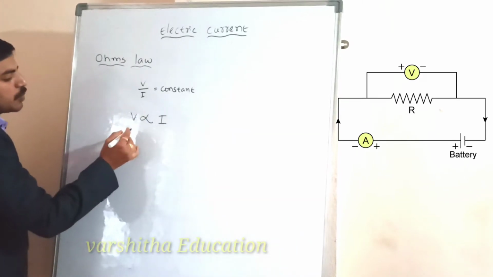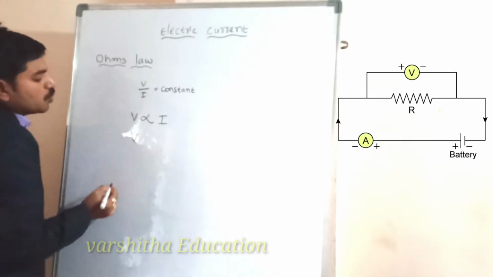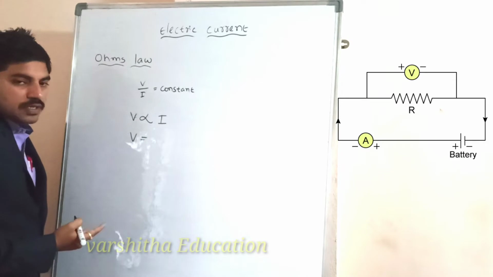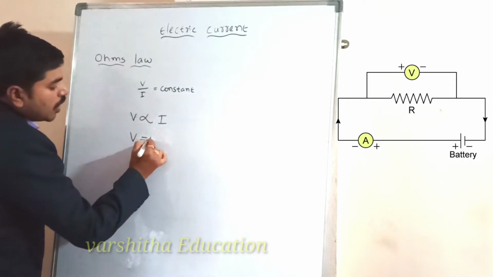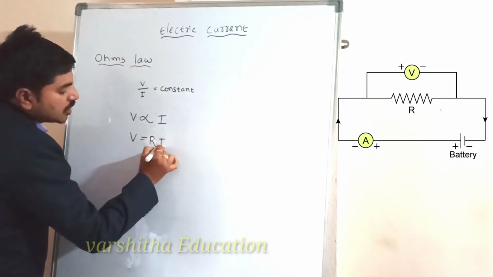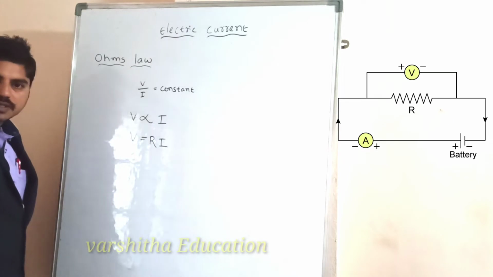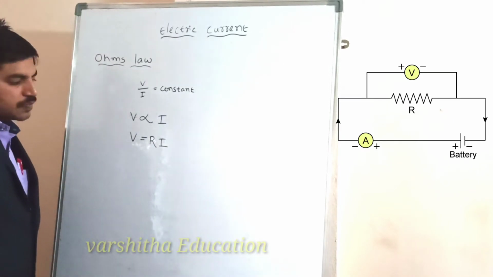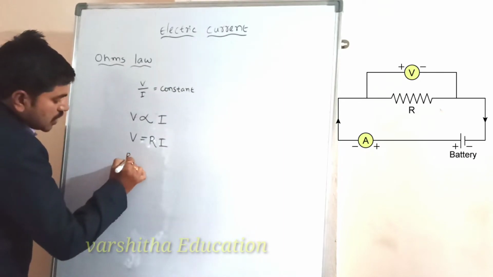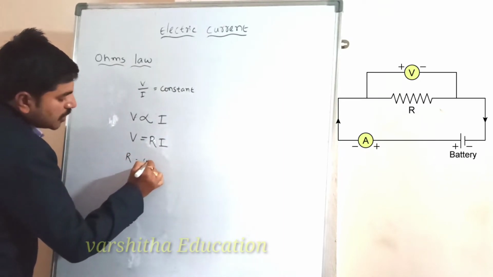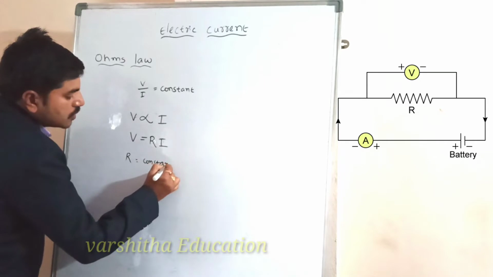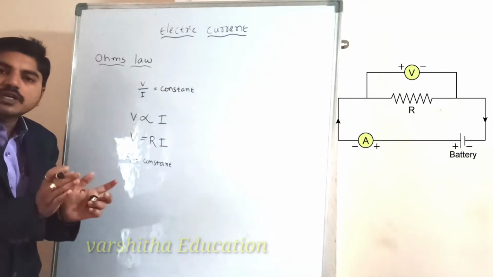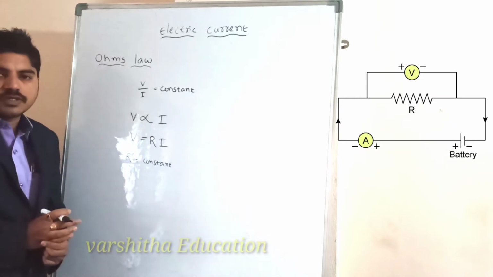If I remove the proportionality, then V is equal to R into I. R is the proportionality constant. Another name for R is resistance. So the resistance R is a constant. For each and every conductor, the resistance value is constant.